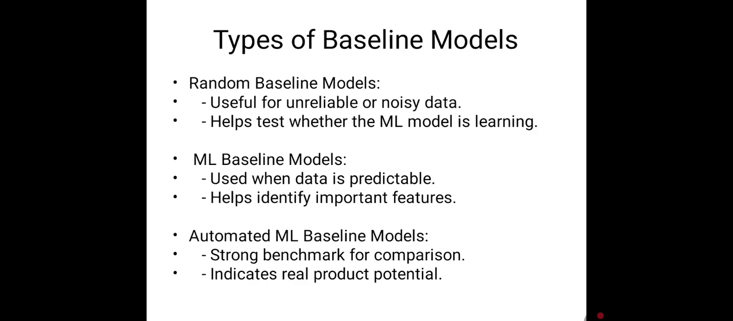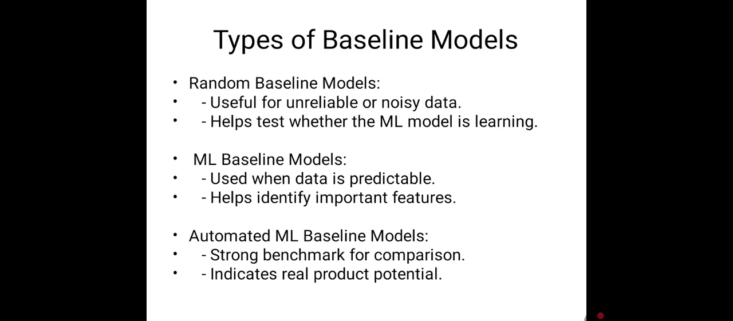Now, the types of baseline models. There are three main categories of baseline models. Random baseline models are used when the data is noisy or unreliable. A dummy classifier or a dummy regressor is often used here. The idea is very simple. If the machine learning model does not perform better than random predictions, it means the model has not learned anything useful.